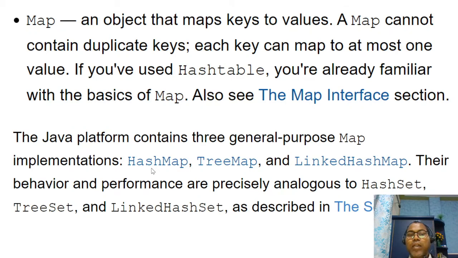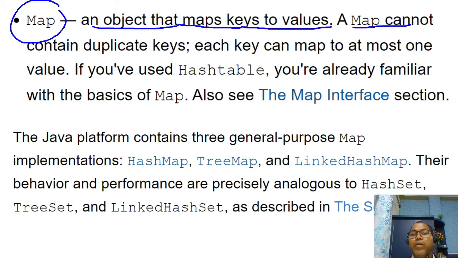Now the second kind of collection is where we are not just collecting objects, but to each object we associate a particular key, so that if you know the key you can retrieve the value from that map. So in this case we have the Map interface, an object that maps key to value. The map cannot contain duplicate keys.